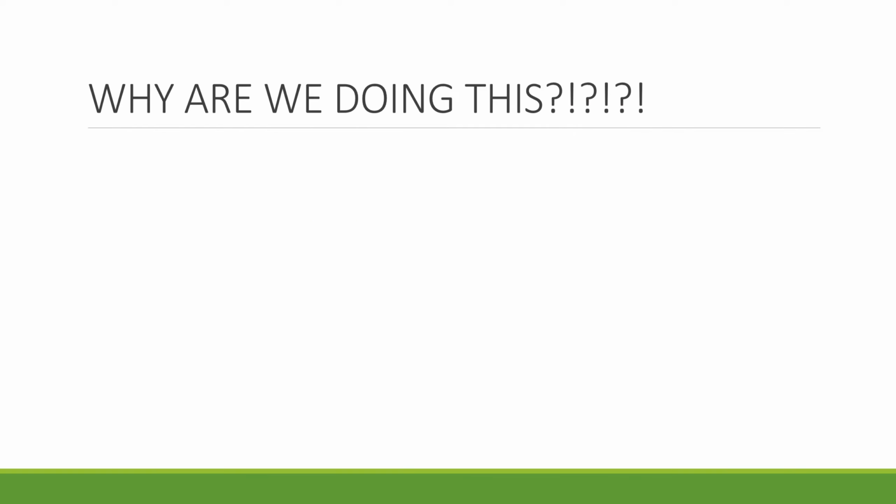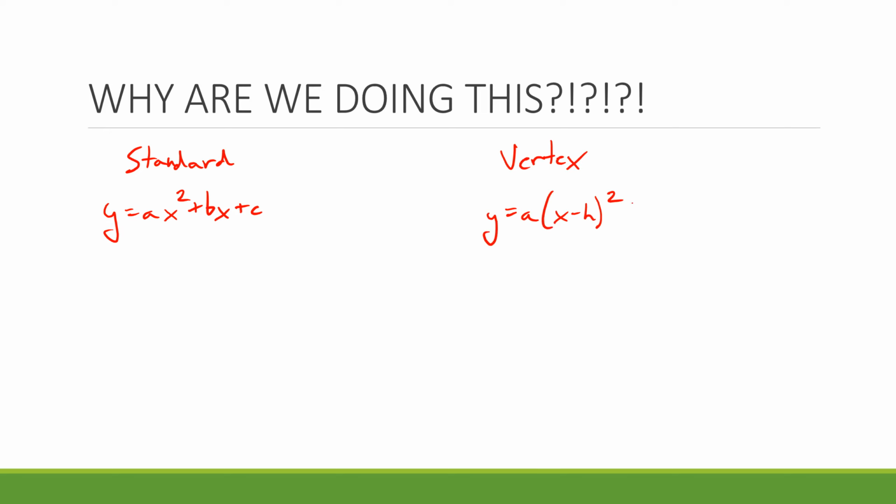So, first of all, why are we doing this? Think back to the very beginning of the chapter. We had some quadratics in standard form. y equals ax squared plus bx plus c. And that told us some information about the parabola. We also had another form called vertex form, and that was in the form y equals a times (x minus h) squared plus k.